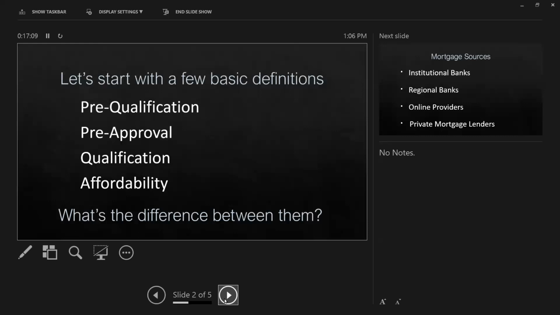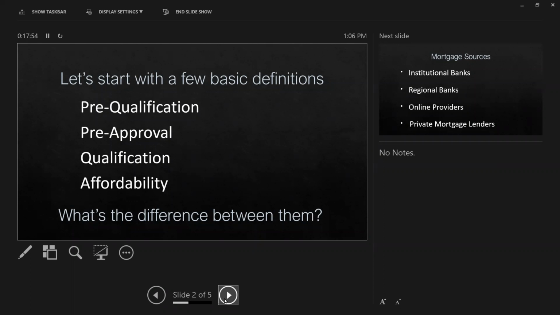Pre-qualification is best thought of as a conversation between a prospective buyer or borrower and a mortgage lender. It's an opportunity for the lender and the borrower to get acquainted and to get some basic understanding of what the mortgage lender is looking for in terms of information in order to be able to advise the prospective buyer. Pre-qualification's purpose is to give the buyer some sense as to what their borrowing power might be.